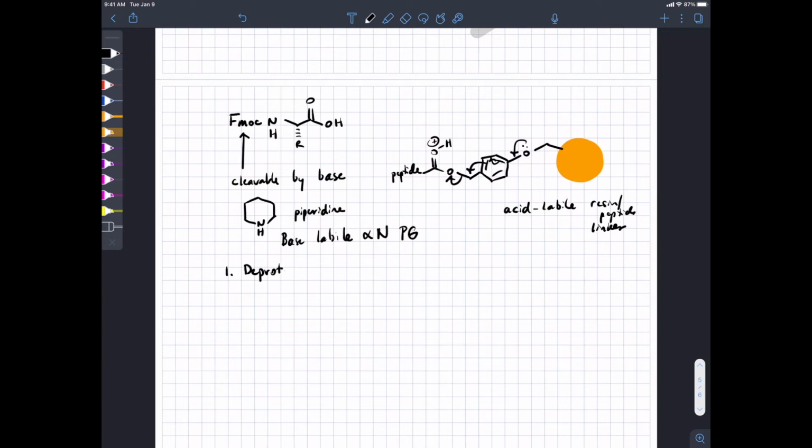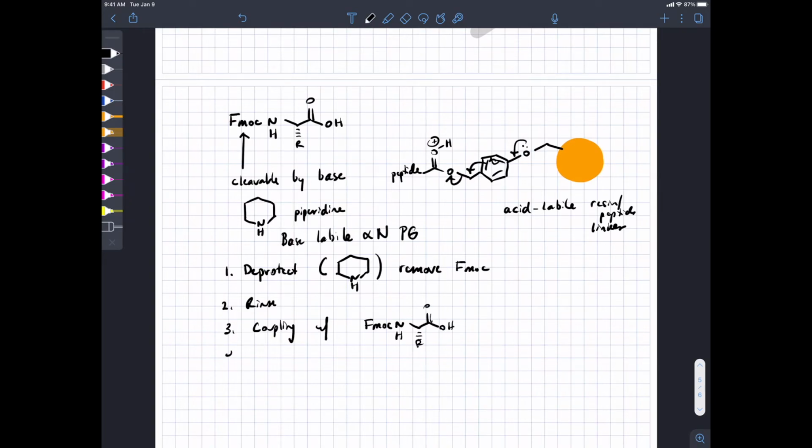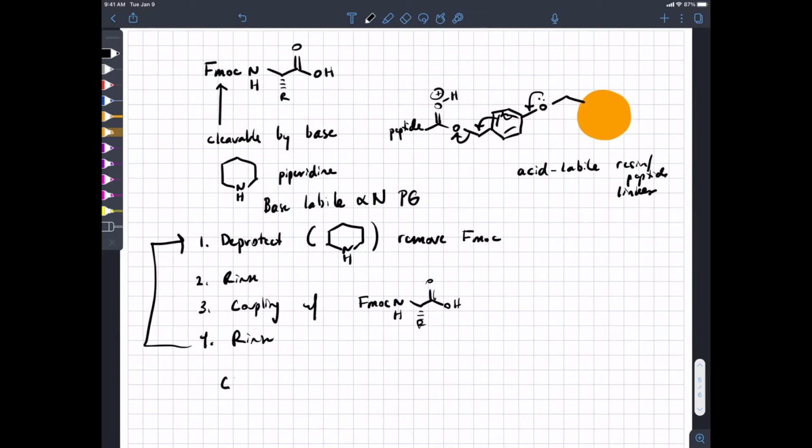And so for FMOC chemistry, the steps are very similar. You do a deprotection reaction using piperidine. That removes FMOC, and your book will take you through this in more detail. And then you rinse, then you do a coupling step exactly the same way, only you're using an FMOC-protected amino acid. And then you do a rinse step, and then you repeat iteratively. And then at the very end, you cleave your peptide from resin using TFA. And no need to ever see or think about or interact with HF at all.